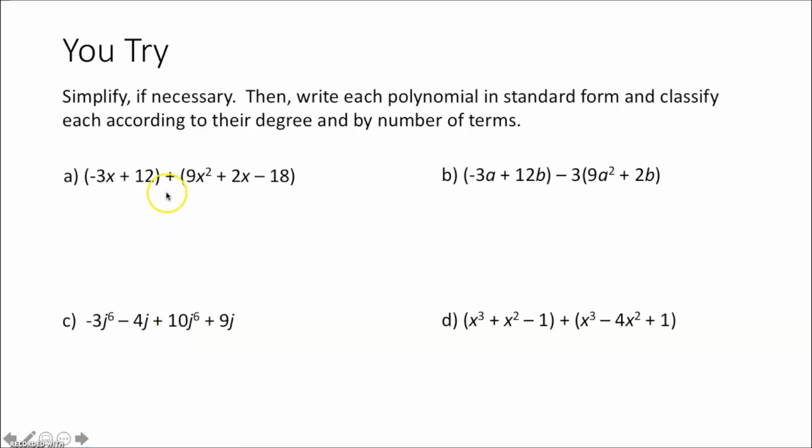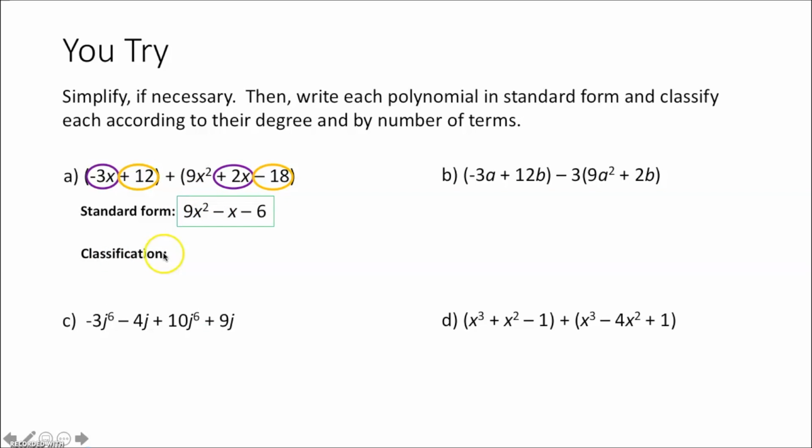You try. Okay, doing the same thing. You need to simplify first. So here, we don't need to distribute a plus sign because it's just a plus. So we're going to add these two terms together. So how do I add? I add like terms. So here I have a -3x combined with this 2x. What's -3x plus 2x? That's -1x. I could also combine the 12 and the -18 to make -6. And then I rewrite it in standard form going from my greatest degree, this 9x squared minus 1x minus 6.